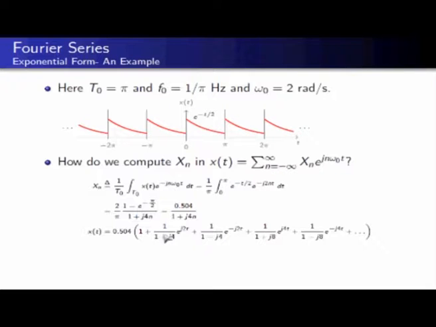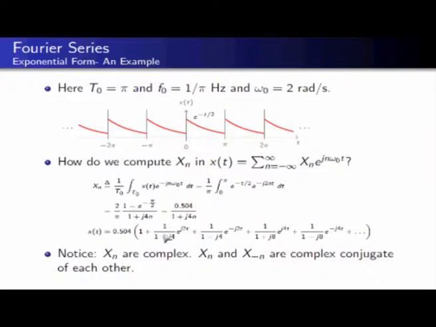The denominator is 1 plus j 4n. So it's complex, so Xn is complex. If you substitute for Xn in that infinite sum, for X0 you make n equal to 0, so it's only 0.504, then X1, X minus 1, X2, X minus 2 and so on. So you can expand that and write x of t in terms of individual frequencies.